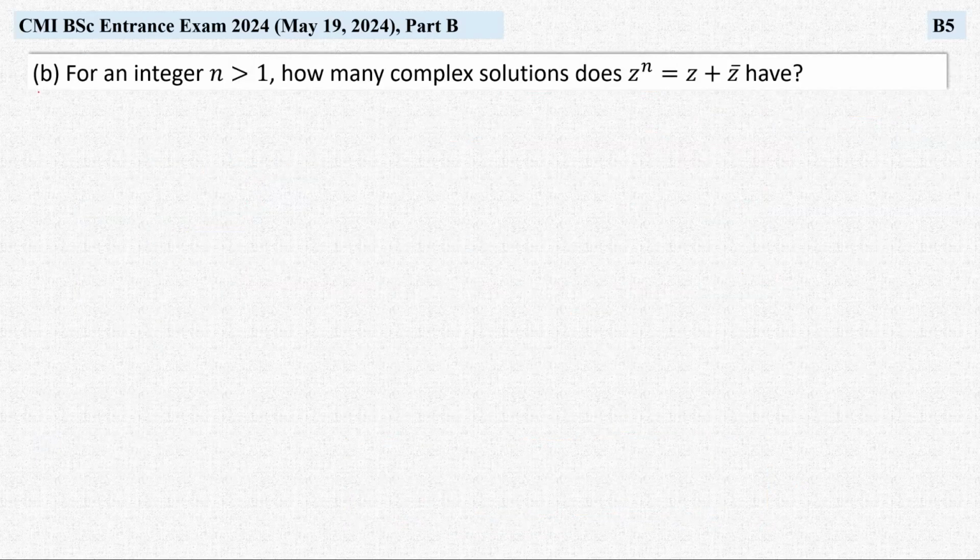And now for the more general case in problem B. For an integer n greater than 1, how many complex solutions does z to the nth power equals z plus z bar have? We have already developed all the methods we need in the previous problem, so here we will just follow the same process, now with the general version of the equation.